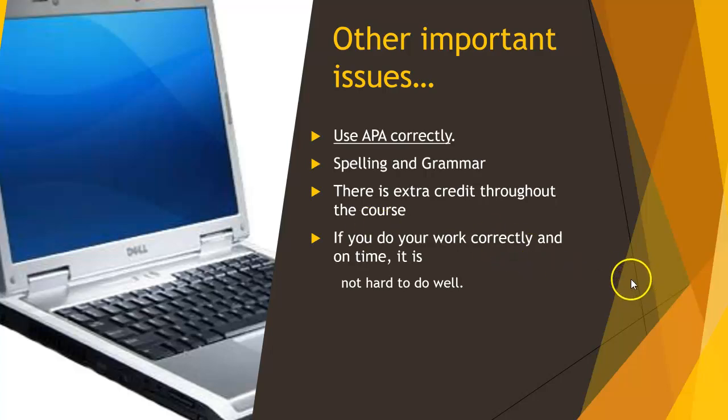Other important issues: this is a 300 level course. You're expected to write as if you're in a 300 level course, so spelling and grammar do count. You need to use APA correctly. Most of you in the class use APA in your major. If you don't use APA in your major, you need to let me know what you are using and I will score you according to that style. There is a brief video in the course that explains basic concepts of APA to help you do well.